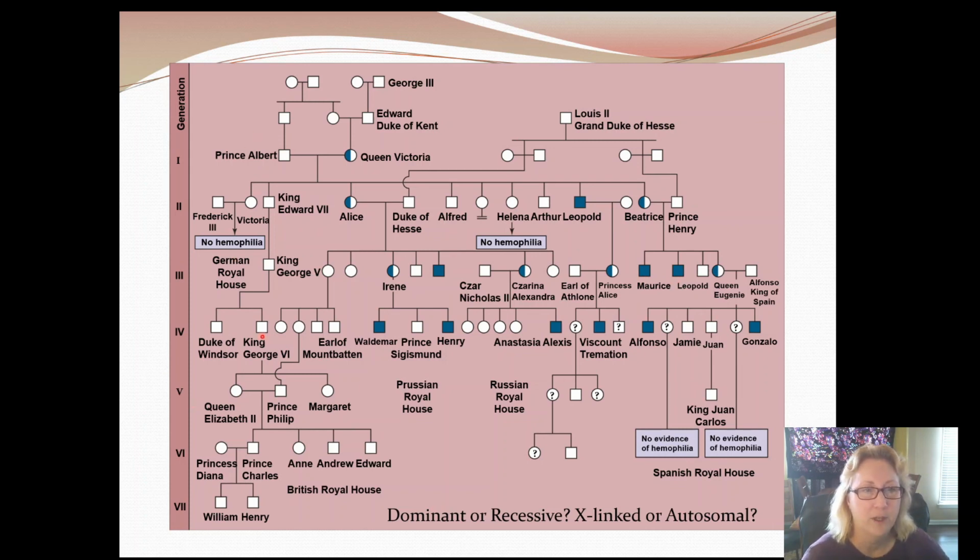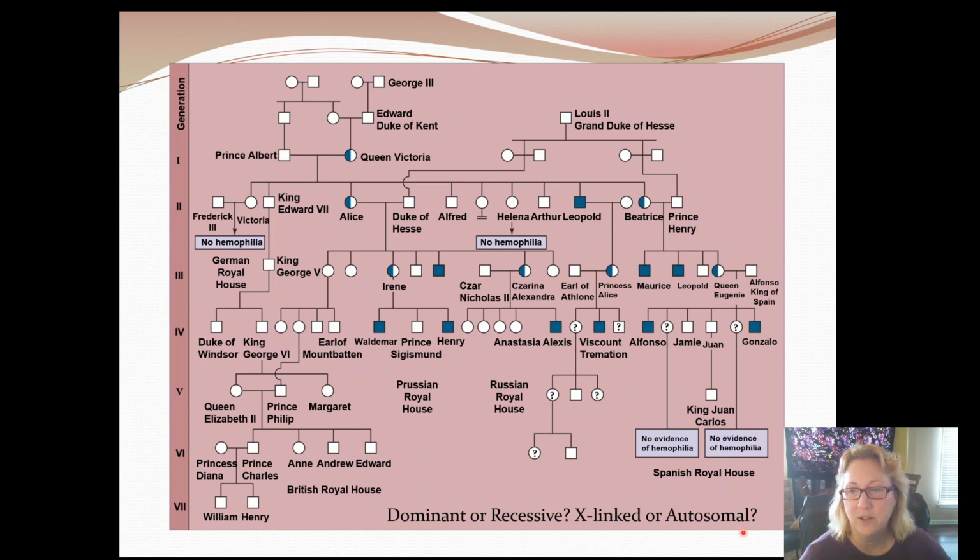The current royal line down here, here's the current Queen Elizabeth and Philip. Oh, you'll also notice that they are cousins as well. Prince Philip and Queen Elizabeth can both trace their ancestry back to Queen Victoria and Prince Albert, but no hemophilia in the current British royal family.